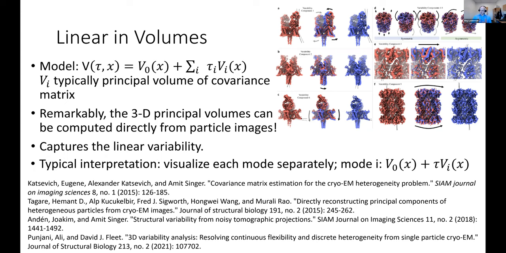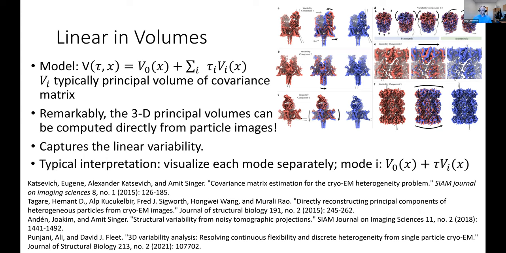And there's a problem here, because I'm saying these are the principal volumes of the covariance matrix of the volumes, but we don't get the volumes. What we get is images. One of the remarkable results in this area is that you actually don't need the volumes. It's enough to have the two-dimensional images, and you can compute the volume directly from them under some pretty mild assumptions. And so you can do this, and it captures this linear variability.